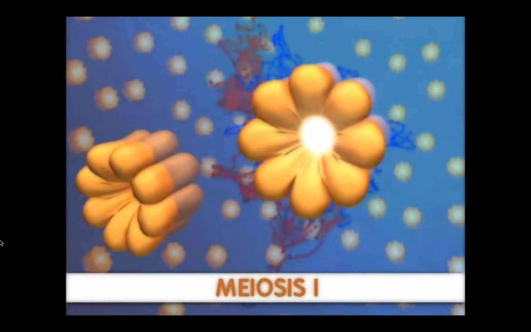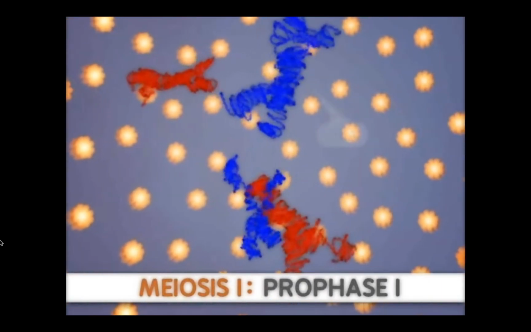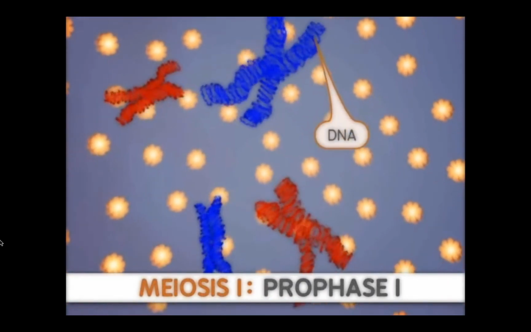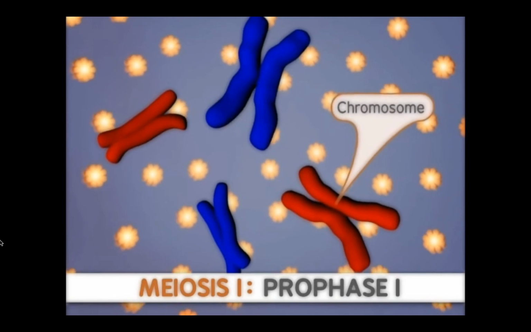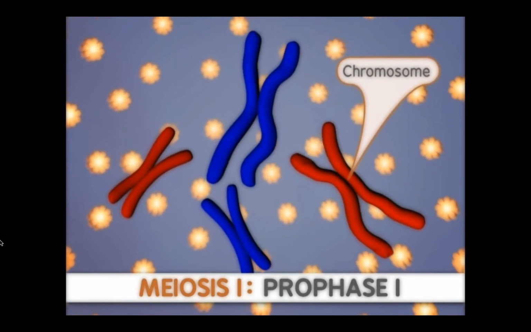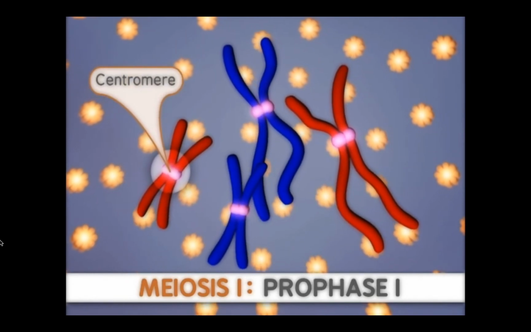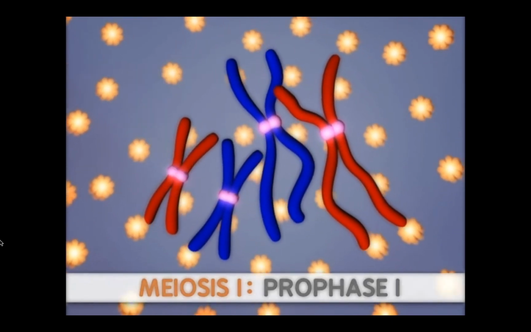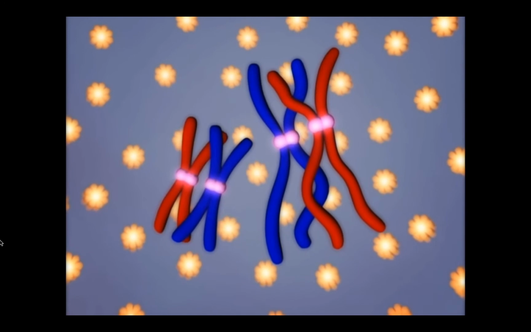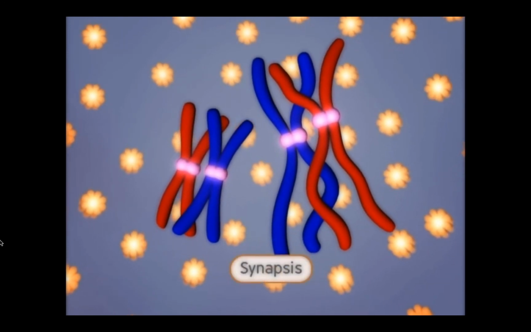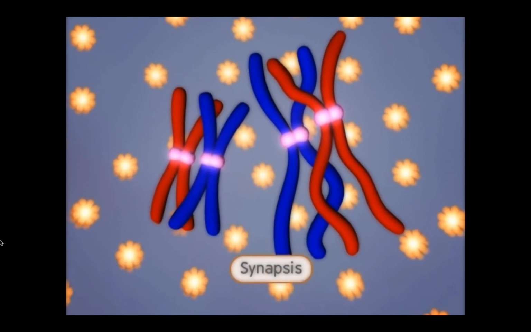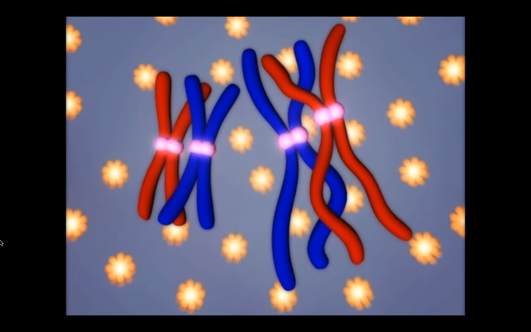Meiosis begins with prophase 1. In this stage, the DNA condenses to form chromosomes. Here we see the duplicated sister chromatids joined together at the centromere. They stay fused at the centromere throughout meiosis 1. Next, each pair of homologous chromosomes undergoes synapsis to form a complex involving two pairs of sister chromatids.